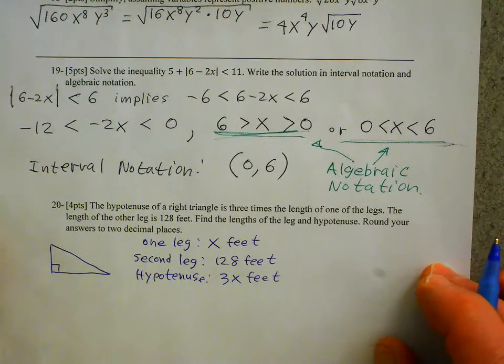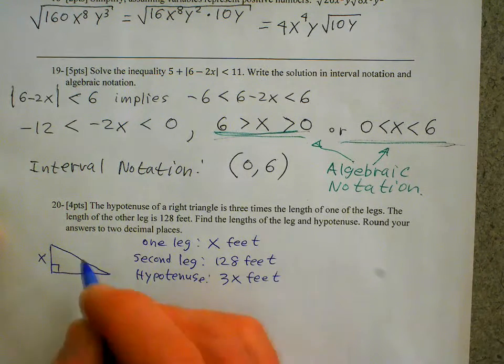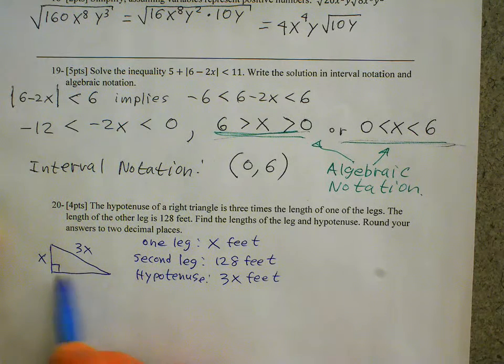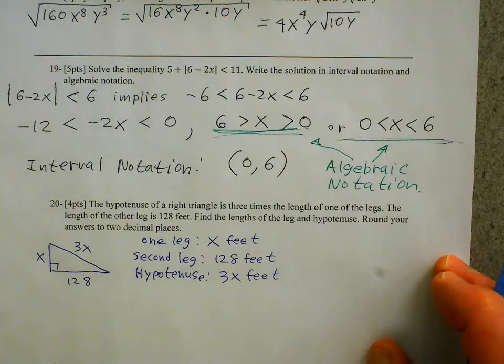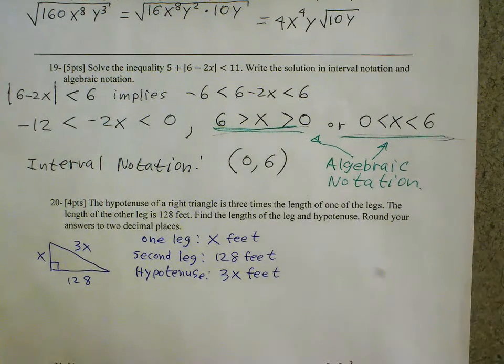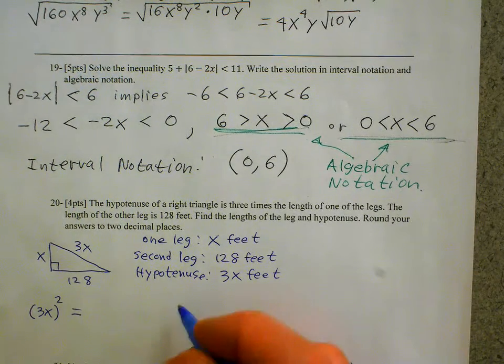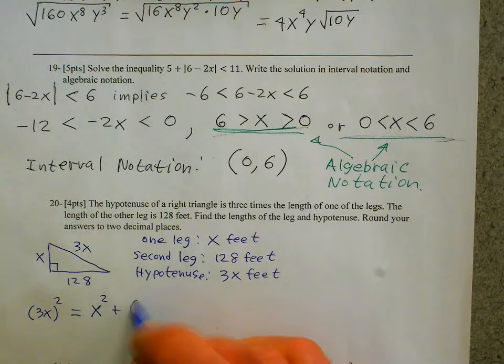And if you want to label the triangle, you can. This leg is x, let's say, and the hypotenuse is 3x, and the other leg is 128 feet. So we apply the Pythagorean theorem: we square the length of the hypotenuse, so the term 3x squared, that's equal to the sum of the squares of the lengths of the two legs. So that's equal to x squared plus 128 squared.